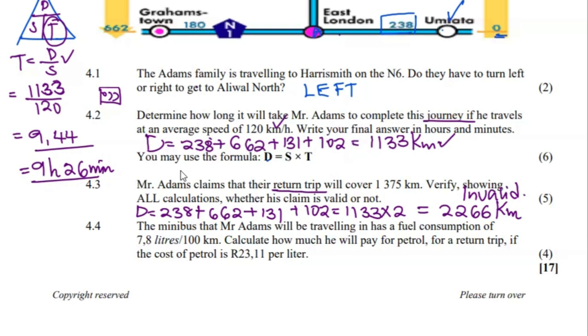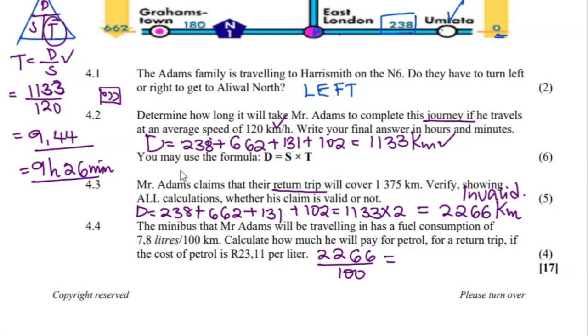Okay, 4.4. The minibus that Mr. Adams will be traveling in has a fuel consumption of 7.8 liters per 100 kilometers. Look at how much he will pay for petrol for a return trip if the cost of petrol is 23 rands 11 cents per liter. First and foremost, we need to find out how much petrol they need. So the return trip, we've only seen that it's going to be this much. We divide this by 100 to find out how many 100 kilometers we have here.